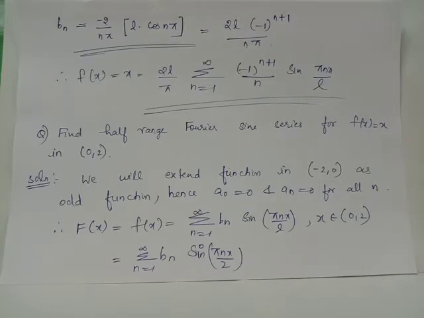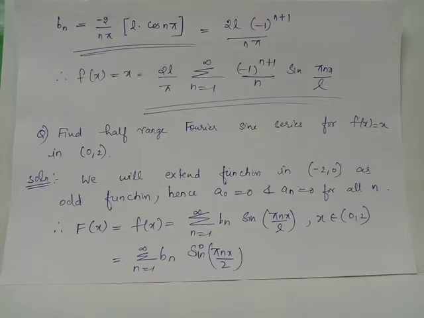Find the half-range Fourier sine series for f(x) = x in the range 0 to 2. Since we wish to have only sine terms in the Fourier series expansion, we will extend the given function f(x) to the range -2 to 0 as an odd function. Thus, we will obtain the new function capital F(x) which has the odd function property.